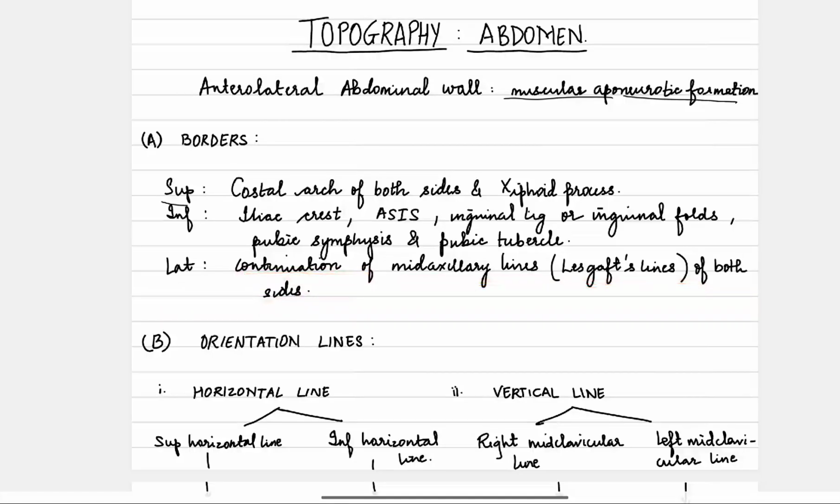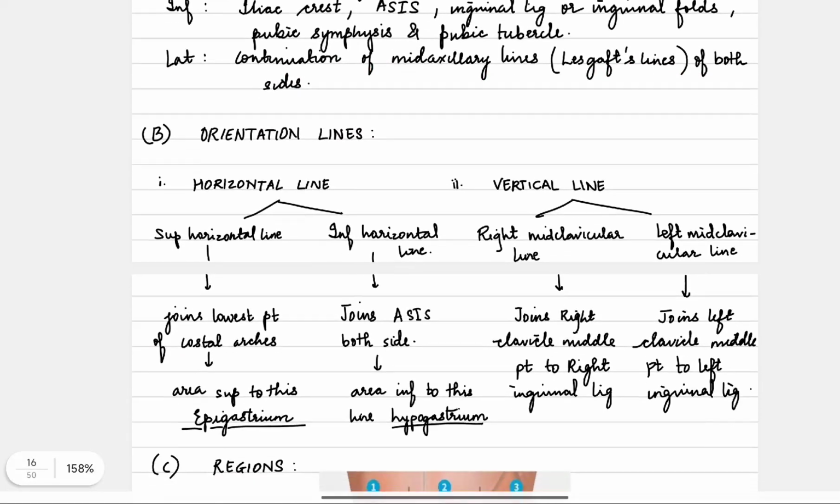So there are three borders: superior, inferior, lateral. Superior, the costal arch on both sides and the xiphoid process. Inferiorly, the iliac crest, anterior superior iliac spine, inguinal ligament, inguinal fold, pubic symphysis and pubic tubercle. And laterally, the continuation of the mid-axillary line, Lesgaft's line of both sides.